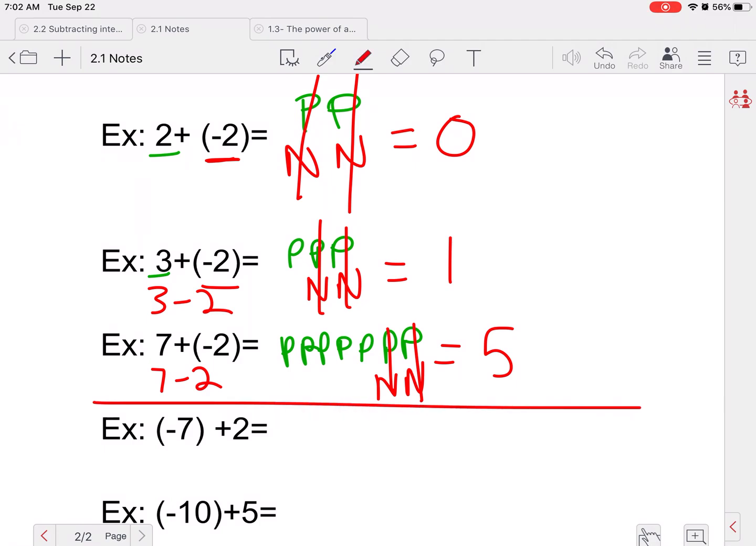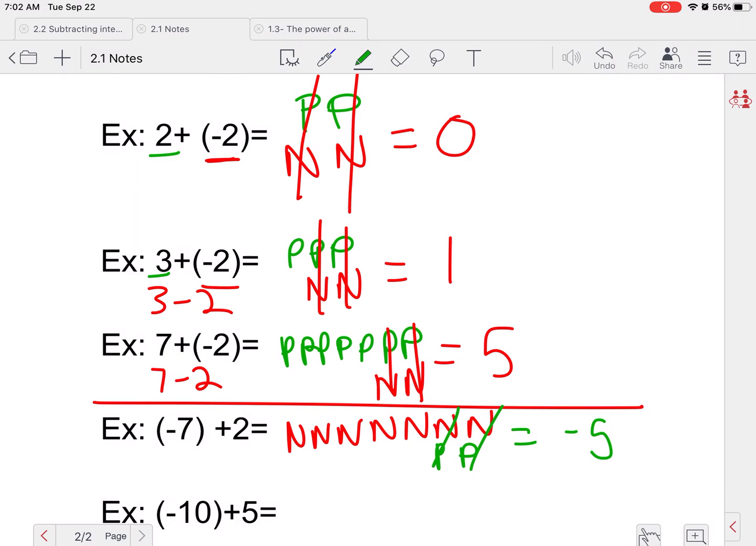If we start with negatives, so I have 7 negatives, 1, 2, 3, 4, 5, 6, 7, and I add 2 positives, cross, cross, I would have 5 negatives as my answer, so negative 5 would be my answer.